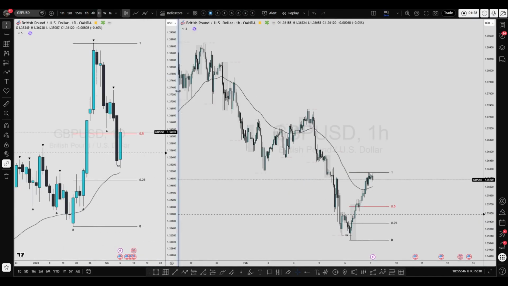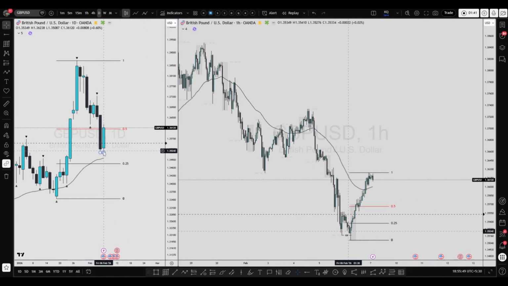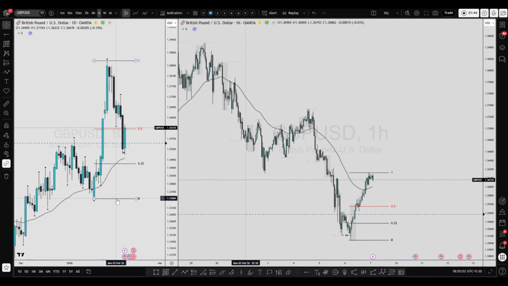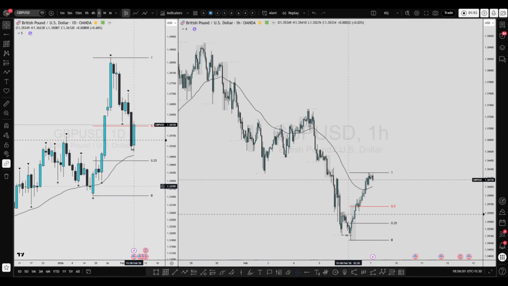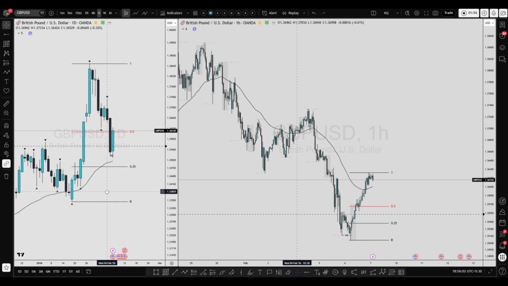What's going on in GBP USD? GBP USD is beautifully bouncing from discounted price. We're currently standing at around equilibrium of this impulsive move towards upside. The overall trend is bullish. We're currently above the 50 EMA in daily chart.